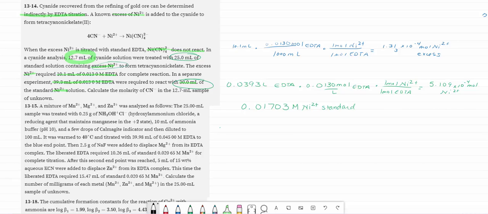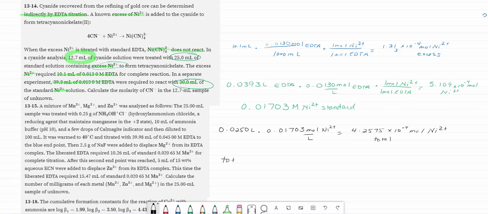I'm going to change my color here. So I can go 0.0250 capital L times 0.01703, and that's moles per liter, moles of nickel, not EDTA, moles of nickel. And this is the total moles that were added to the solution at the beginning. So I get 4.2575 times 10 to the negative 4. Again, that is moles of nickel, and this is the total moles.